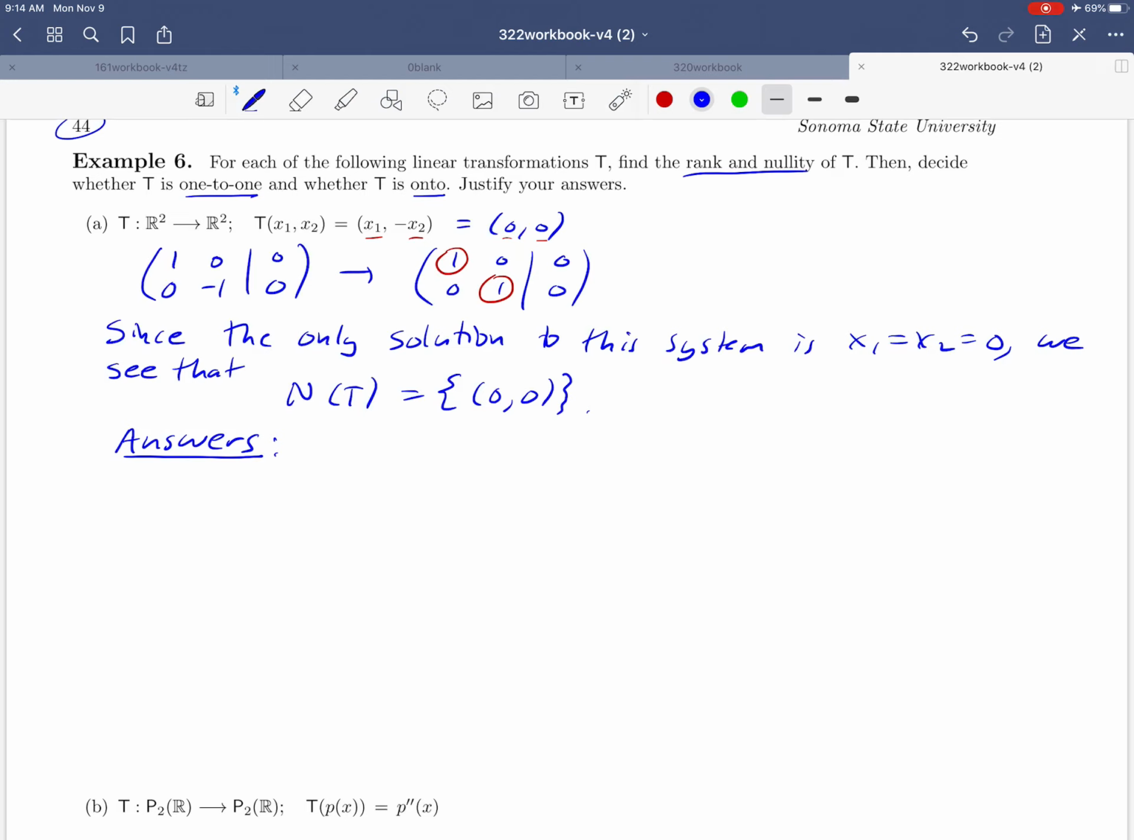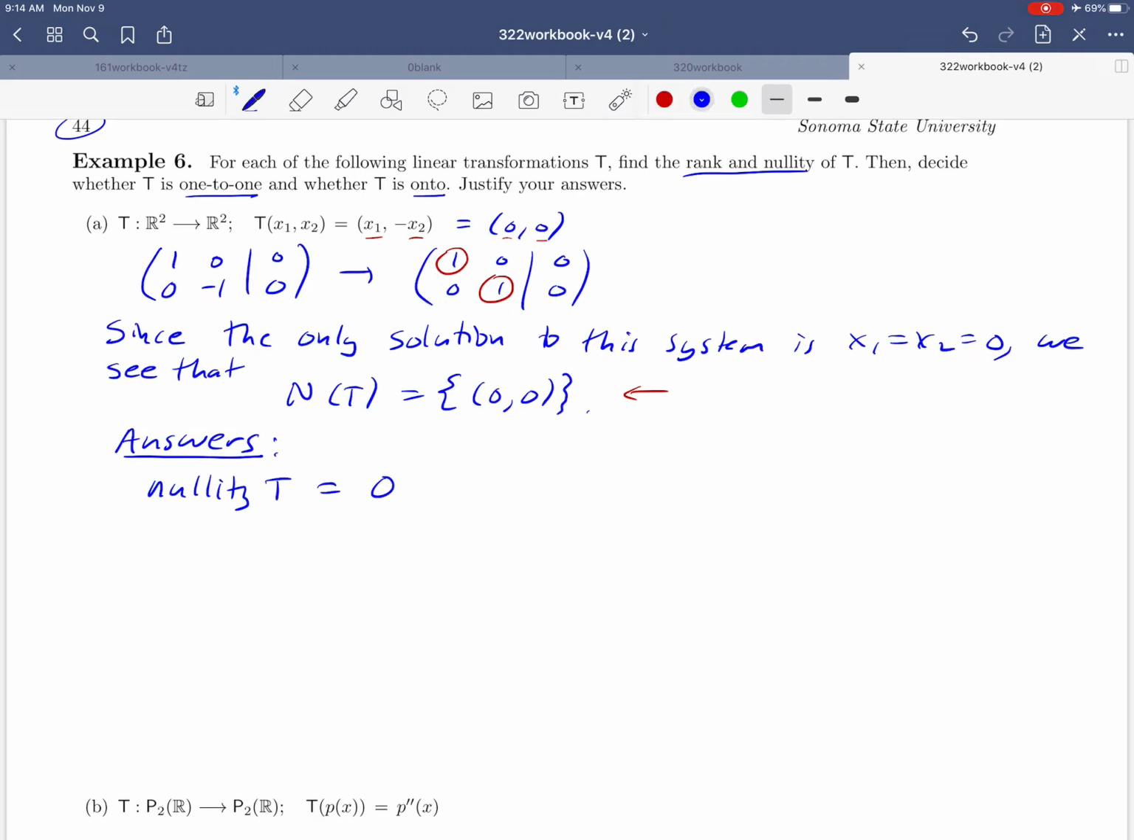So the first thing that we can say is the nullity of T is 0. That's basically because the null space just contains one vector, the 0 vector, and a basis for that vector space is just the empty set. So we've got 0 vectors in a basis. That means the nullity of T is 0.